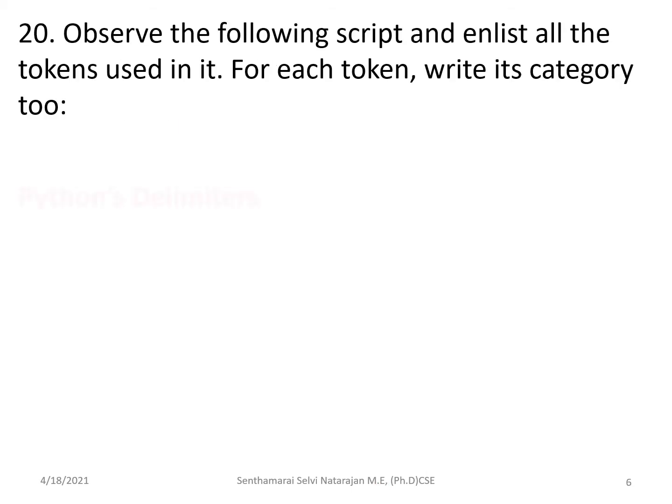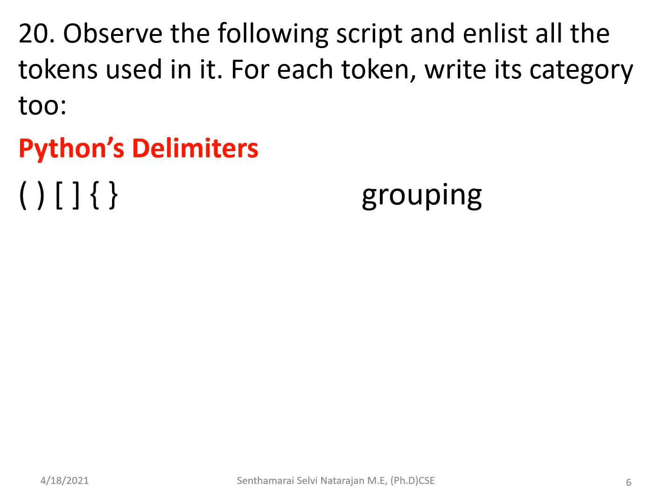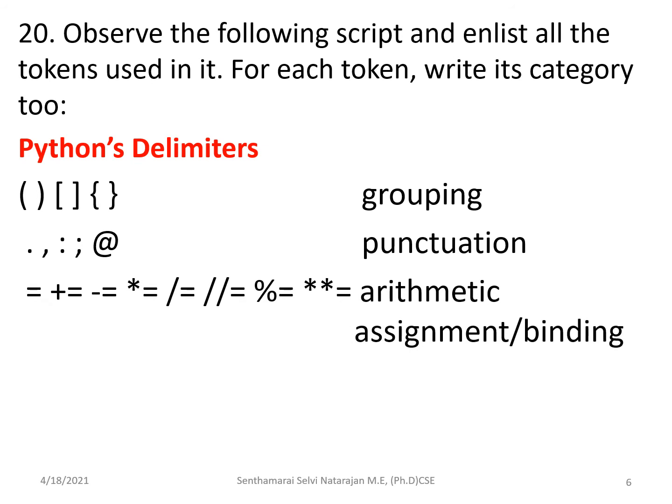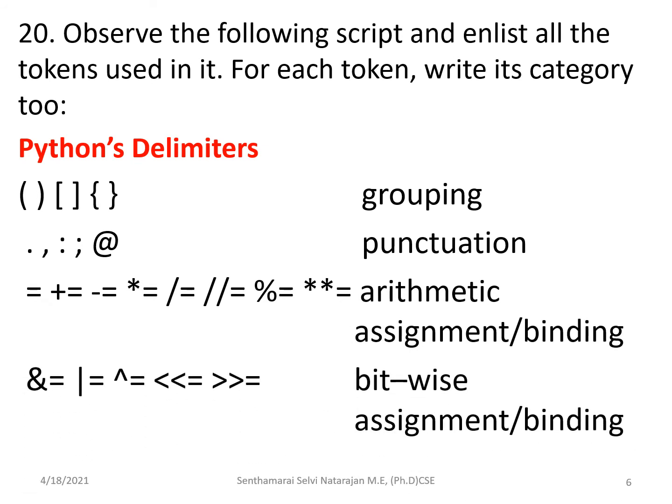Considering the next part, that is the delimiters. You know that the delimiters are the grouping symbols, punctuation symbols, arithmetic and assignment or binding symbols, and then bitwise assignment or binding symbols. So these are the delimiters used in Python programming. When you encounter these symbols you can specify them as delimiters. So this is the basics behind the tokens in Python programming. When they have given any script, you can categorize the tokens under any of these categories, and you can say that these tokens come under delimiter, keyword, operators. Likewise, you can categorize.